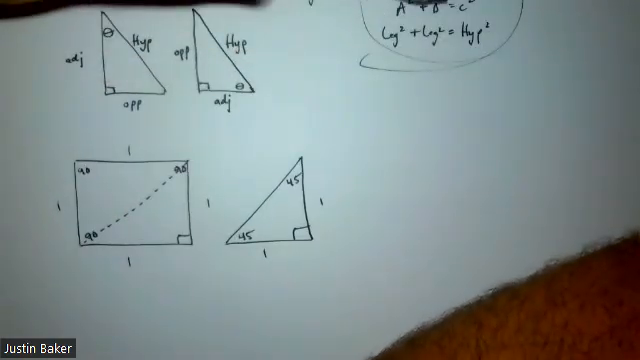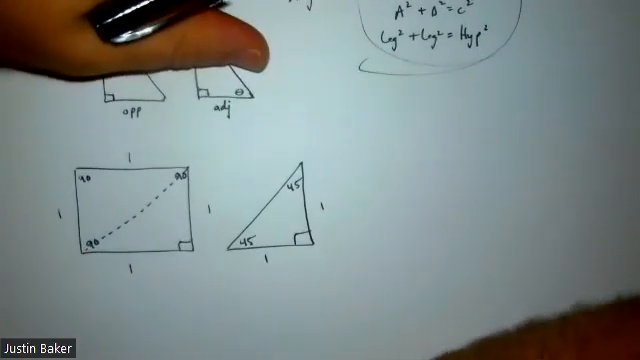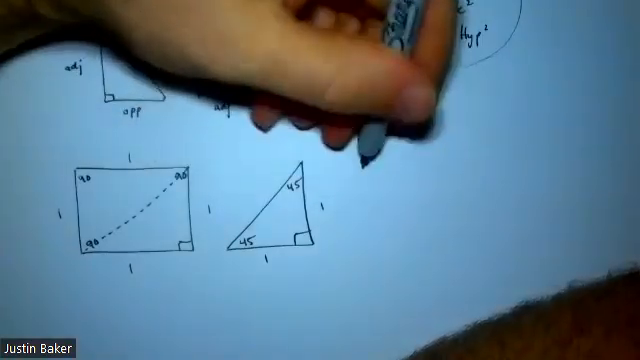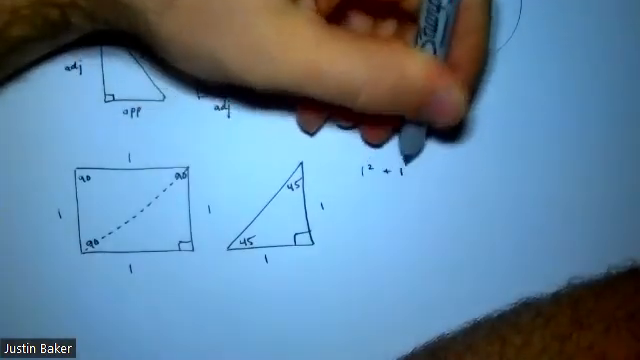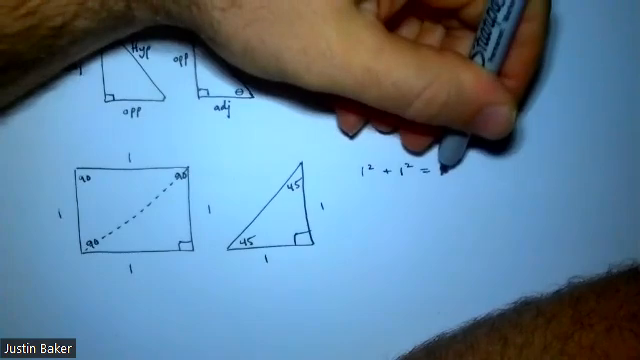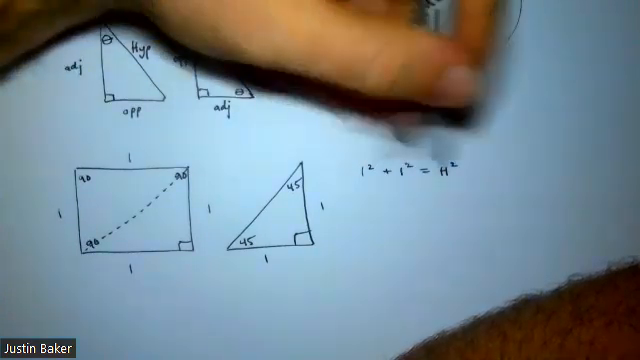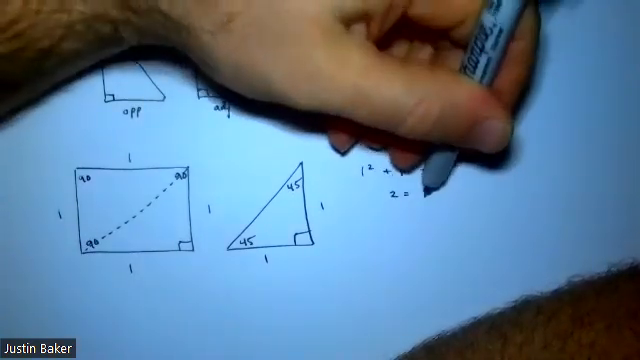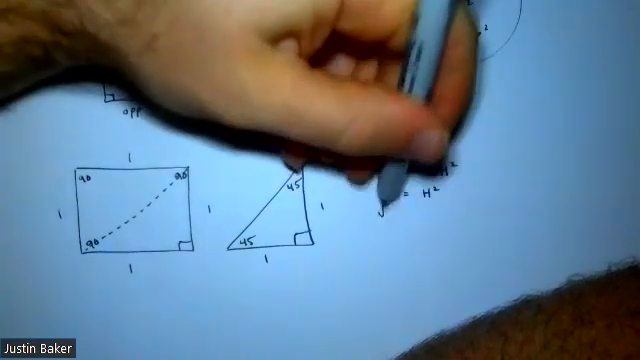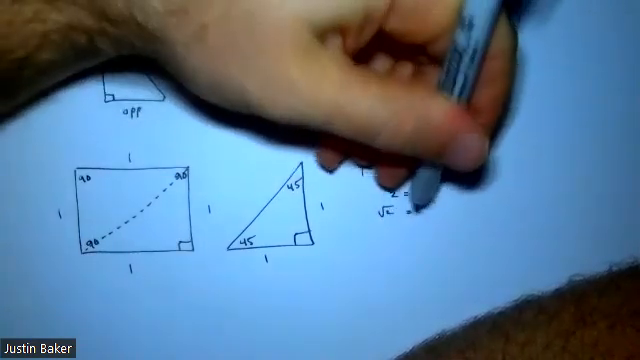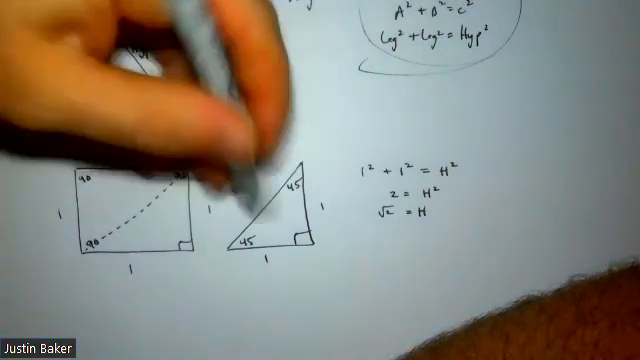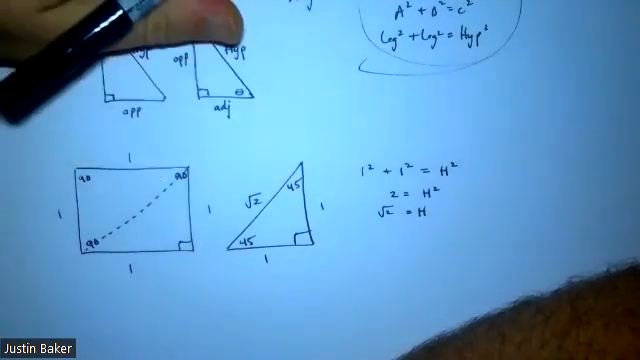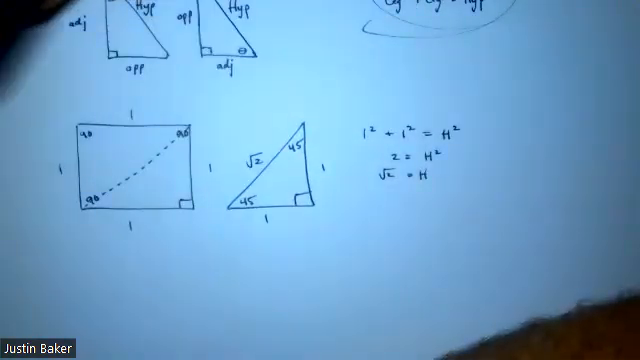Pythagorean theorem. So the Pythagorean theorem is a squared plus b squared is equal to c squared. So if you run that over here, this would be 1 squared plus 1 squared is equal to your hypotenuse squared. So that gives you 2 is equal to your hypotenuse squared. So that gives you root 2 is equal to the hypotenuse. Okay, so why is that important, you might ask?